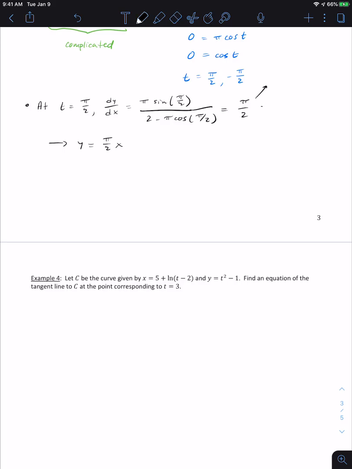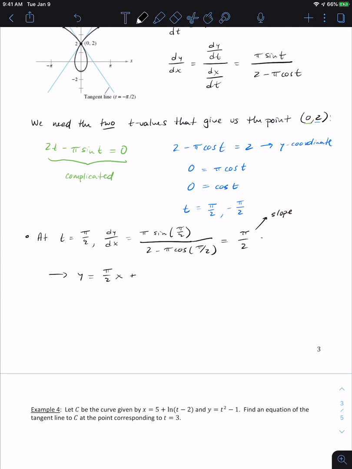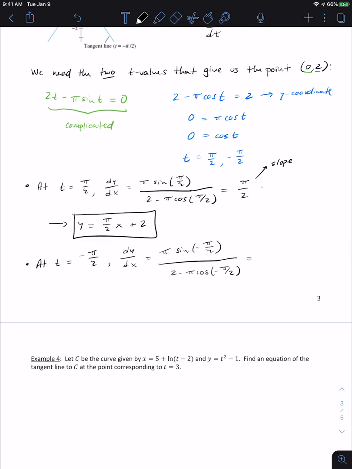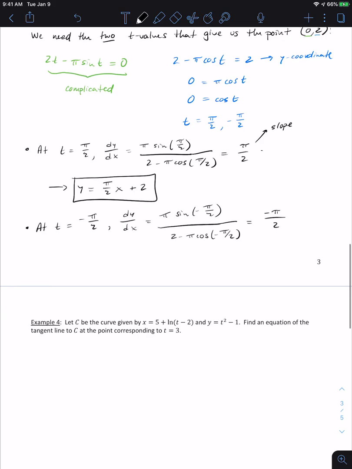Okay. This is my slope, right? And then plus the y-intercept of the line, but again, the line crosses the y-axis at 2, so my y-intercept is 2. And then at t equals negative pi over 2, my slope dy over dx is equal to pi sine at negative pi over 2 over 2 minus pi cosine at negative pi over 2. Sine at negative pi over 2 is negative 1, so I get negative pi. And then cosine at negative pi over 2 is 0. So that's my slope there.